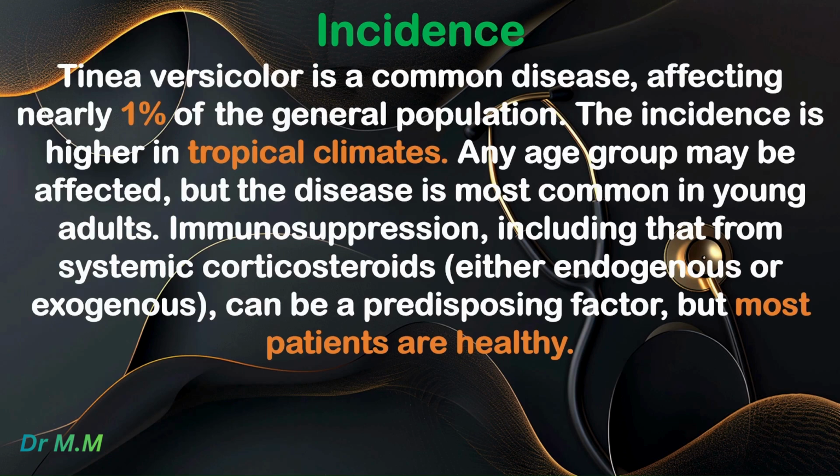Incidence. Tinea versicolor is a common disease, affecting nearly 1% of the general population. The incidence is higher in tropical climates. Any age group may be affected, but the disease is most common in young adults. Immunosuppression, including that from systemic corticosteroids, either endogenous or exogenous, can be a predisposing factor, but most patients are healthy.